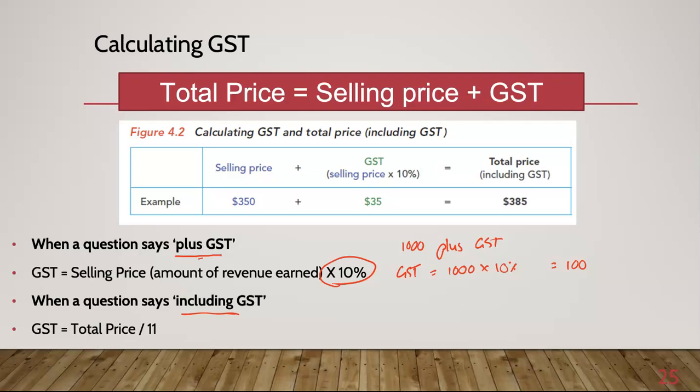Sometimes you'll be given the transaction where it says including GST. For example, $1,100 including GST. I work out the GST by not timesing it by 10%, but dividing it by 11. $1,100 divided by 11 equals 100. You can see that this is the same transaction, but I've got to the GST amount of $100 by two different methods, depending if it says plus GST or including GST.